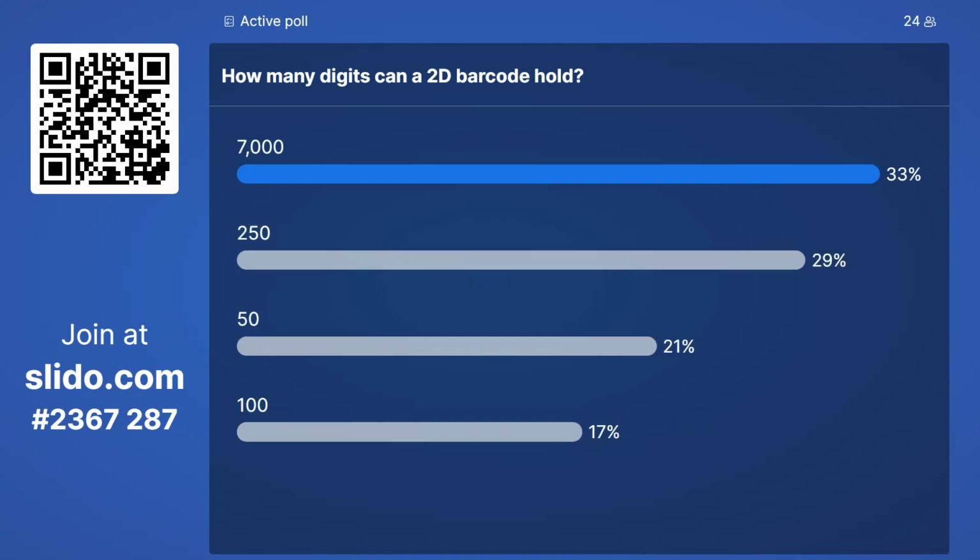Okay, votes still coming in, back and forth and back and forth. And the 7,000s have it. Yes, for 2D symbologies, there are various types, but in general, around 7,000 digits they can hold. Okay, so if you were an end user, if you have your own products, or if you are a Sage reseller partner and you're thinking about your customers, if there are lot numbers, if there are serial numbers, if there are a lot number and an expiration date, any sort of extra data beyond just the item code, we can encode all of that in one barcode.